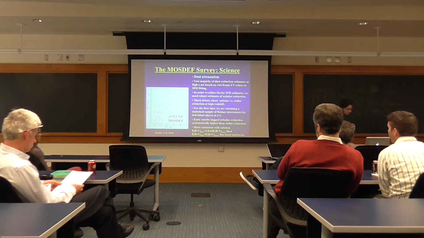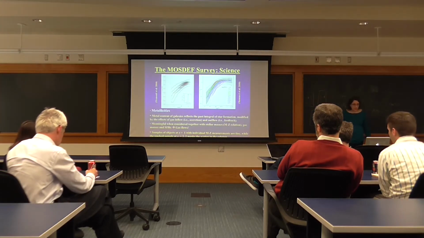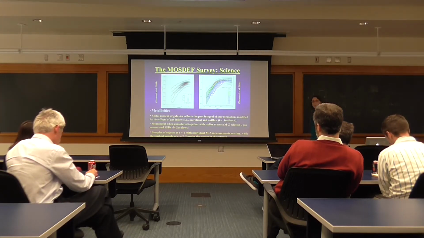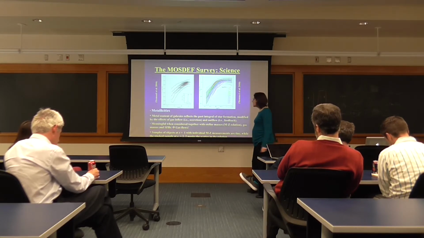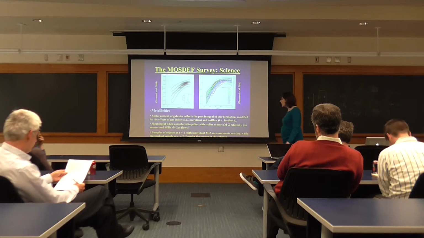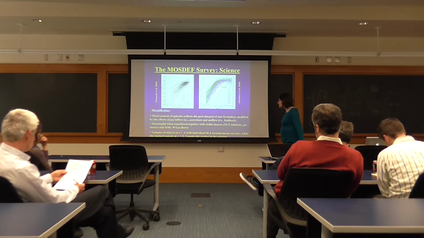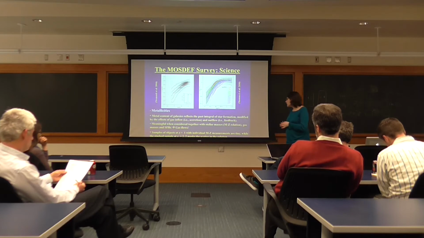Okay, so I just have a couple more things that I want to tell you about. One of the other things that we're pursuing is the metal content of these high redshift galaxies. The metal content of galaxies reflects the past integral of star formation, okay, so the enrichment of the gas by past epochs of star formation, modified by gas inflow and gas outflow.